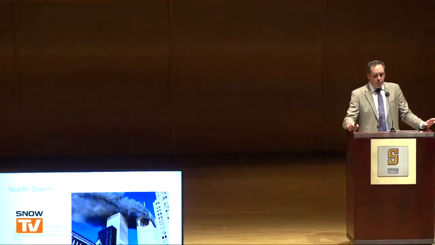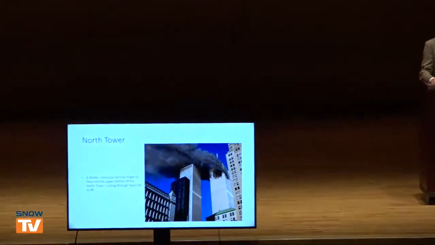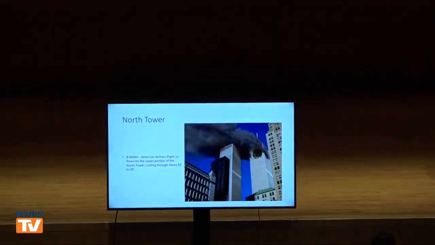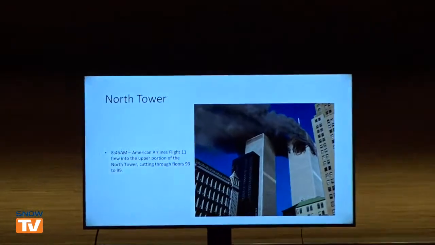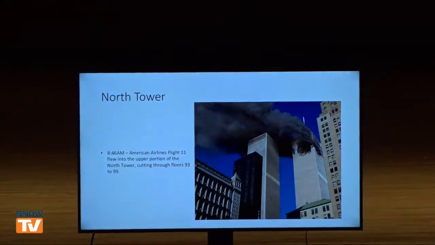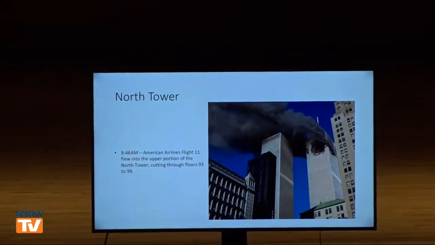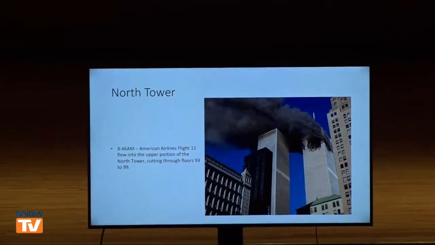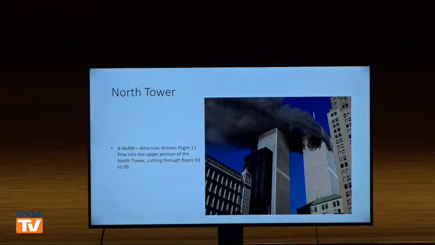At 8:46 in the morning that day, American Airlines Flight 11 crashed into the North Tower. Now, in talking about this, we can look back on it, and most of you know about September 11th, most of you know about the different planes that were hijacked. I want you to consider what it was like that day.